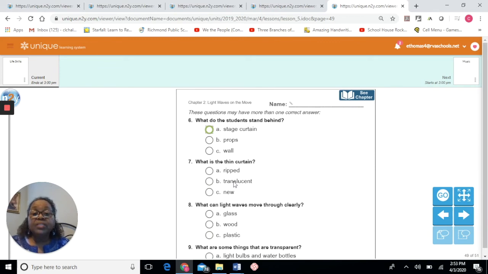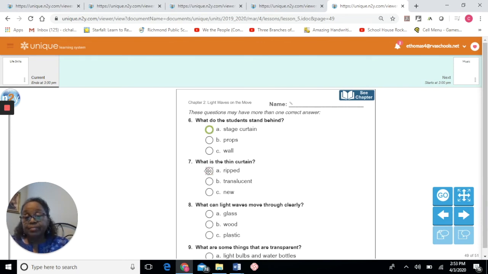Translucent. What is the thin curtain? Translucent, and we remember when we held up the white picture, translucent means that some light passes through. You can't see all the way through it, but some light will pass through. That's translucent. So the thin curtain was translucent, or is the thin curtain new? I don't remember anywhere in the book the author mentioning that that curtain was new. So I think for this one, we're able to pick one answer because ripped was not mentioned.